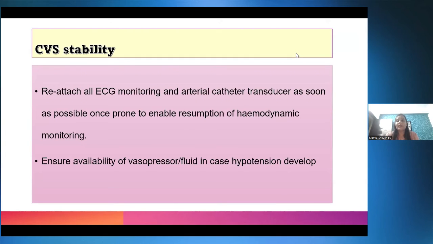CVS, that is cardiovascular system stability, needs to be monitored continuously. Reattach all ECG monitoring and arterial catheter transducer as soon as possible once prone to enable resumption of hemodynamic monitoring. Ensure availability of vasopressors and fluids in case of any hypotension if it develops.